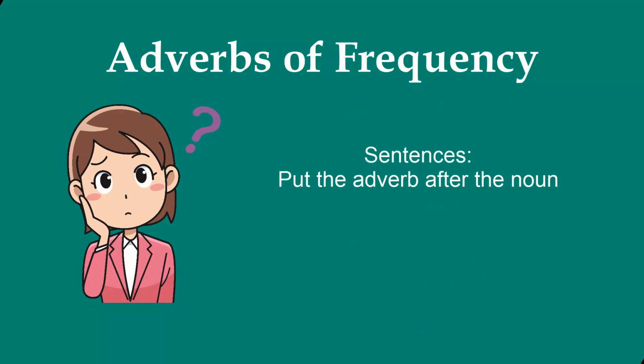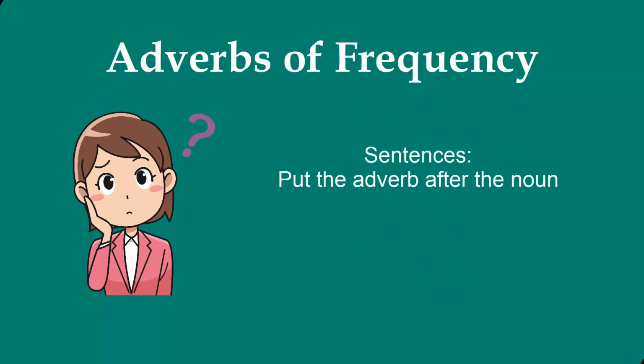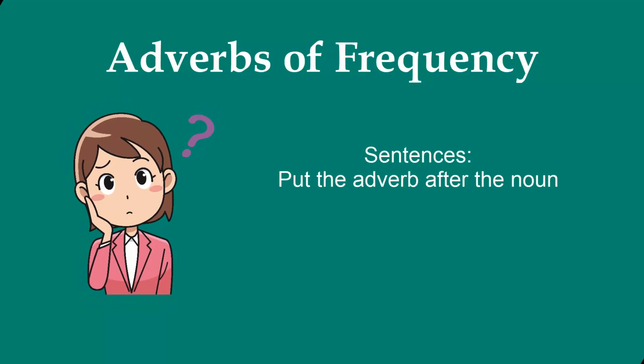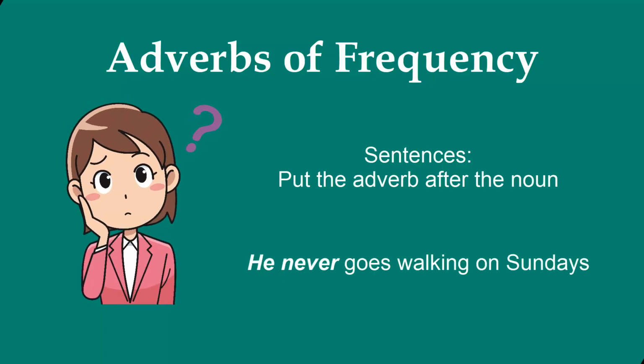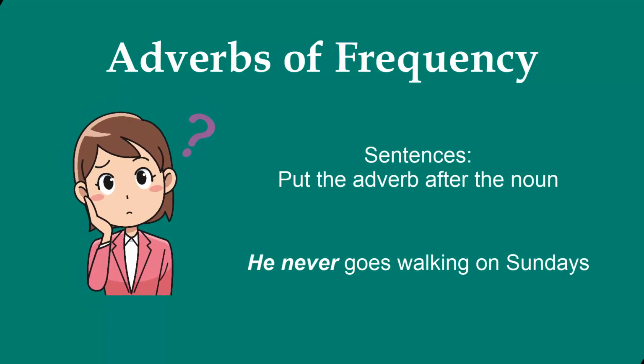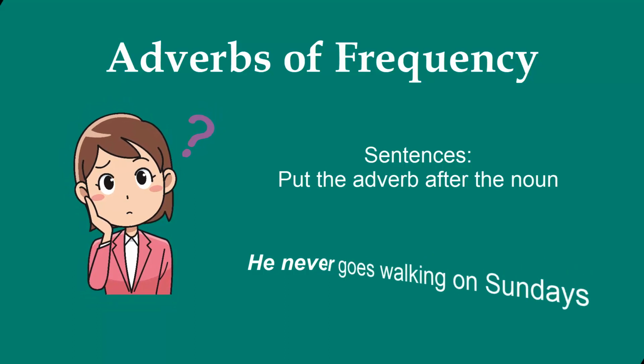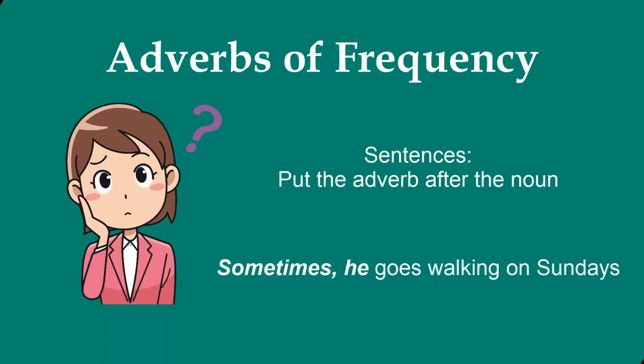To write a sentence, you can put the adverb of frequency you are using after the noun, like in this example. He never goes walking on Sundays. However, you can put the adverb in other parts of the sentence. Sometimes he goes walking on Sundays.